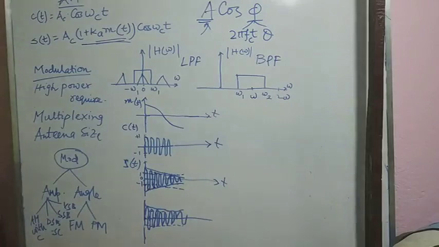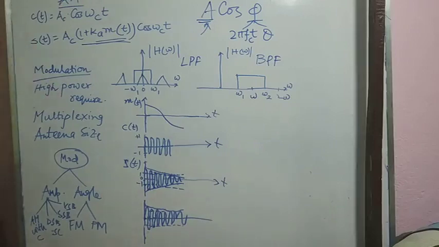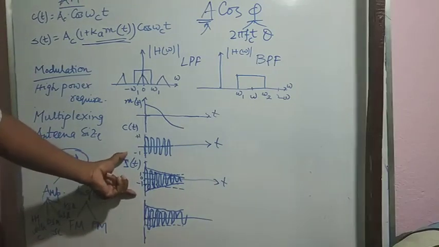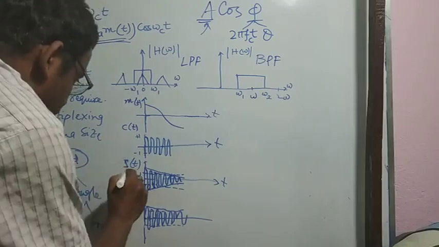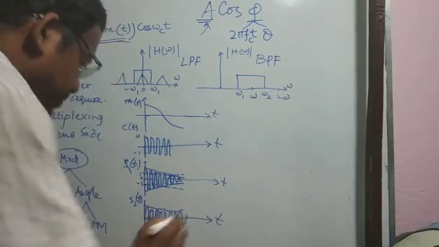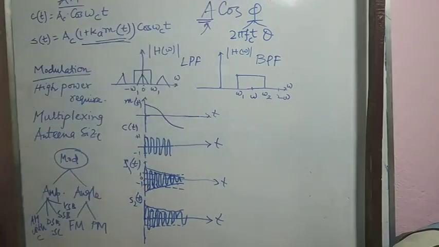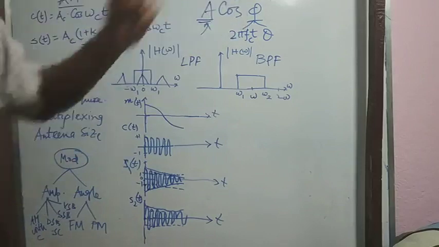Now we'll see what problem happens if the mod of Ka m(t) is greater than 1. For this, students are asked to take some values at different instances and check what is happening. I have drawn two figures of the modulated signal. This is S(t), say this is S1(t) and this is S2(t). The difference is that here we are considering the mod of Ka m(t) is less than 1. Here we are considering the mod of Ka m(t) is greater than 1.